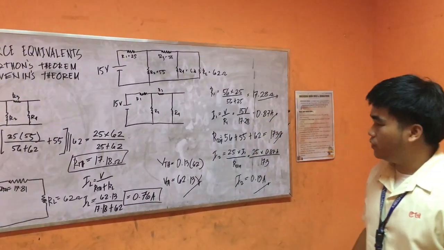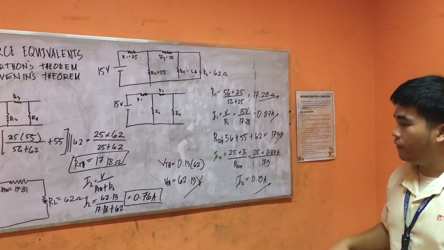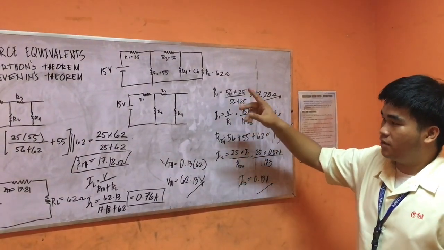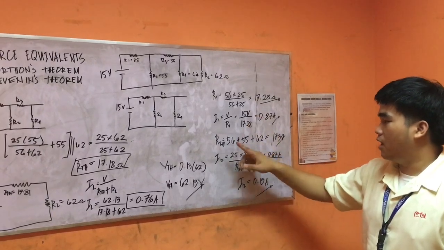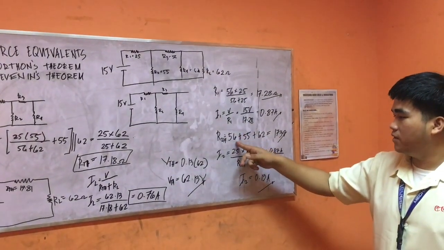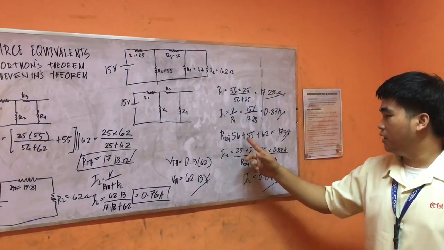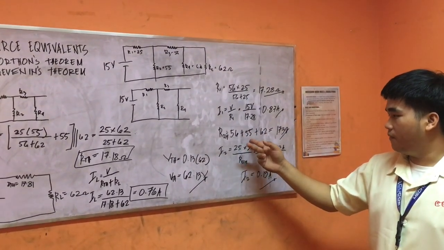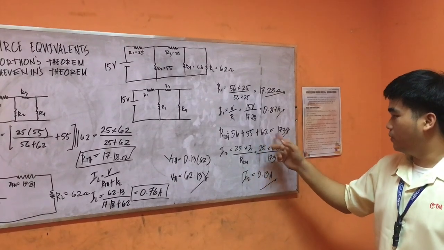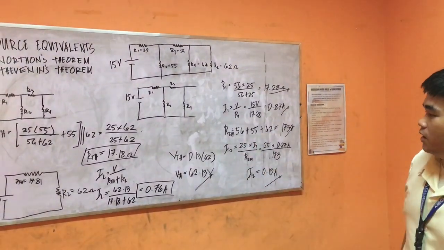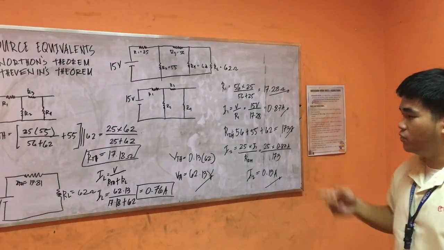So next we have to solve the R total of 2, 3, and 4. Our diagram is a series circuit. We have this formula. Answer: 56 plus 55 plus 62 is equal to 173 ohms. You have to add the R2, 3, and 4.